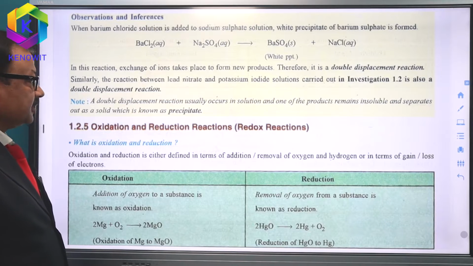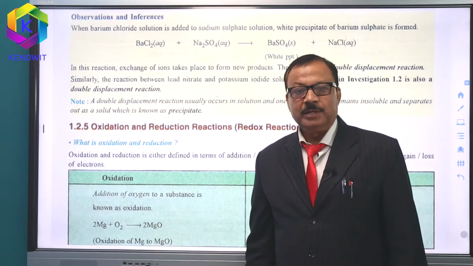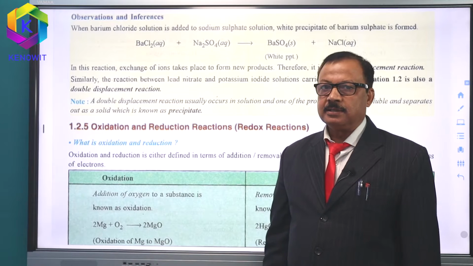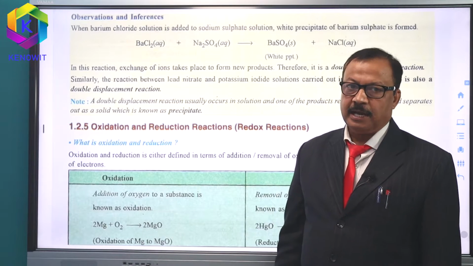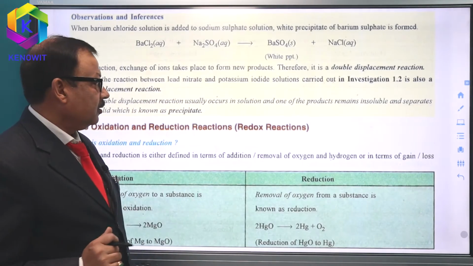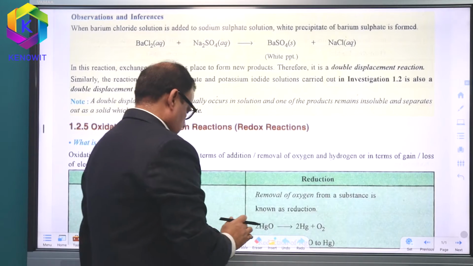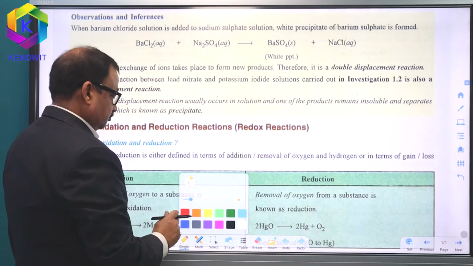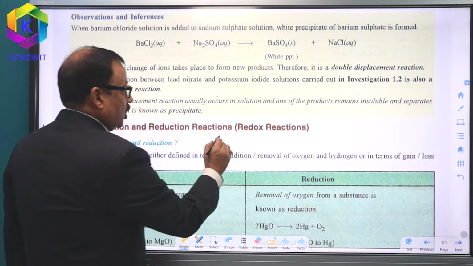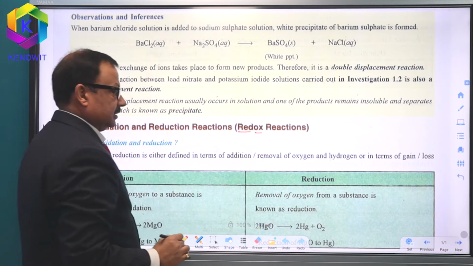Oxidation and reduction, that is redox reaction. A redox reaction is a reaction in which oxidation as well as reduction takes place at the same time. The term redox is basically a composite form of oxidation and reduction. In this case, redox: RED from reduction and OX from oxidation.